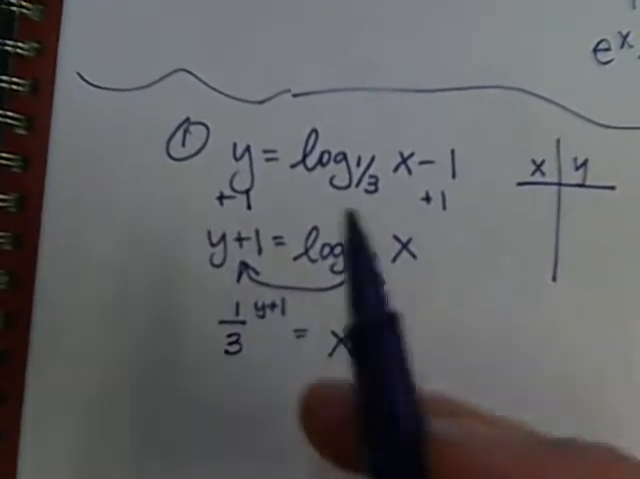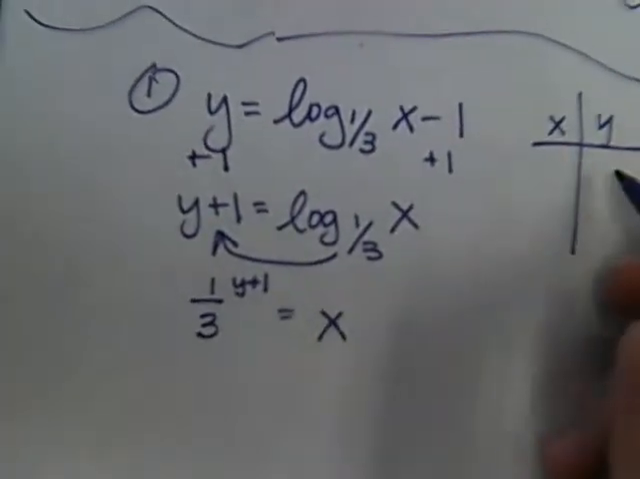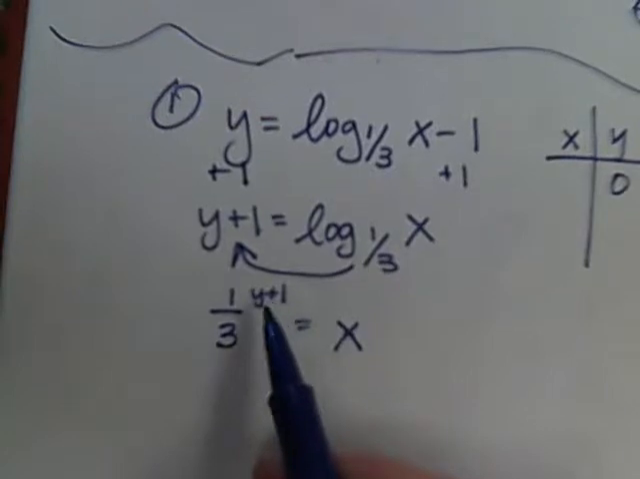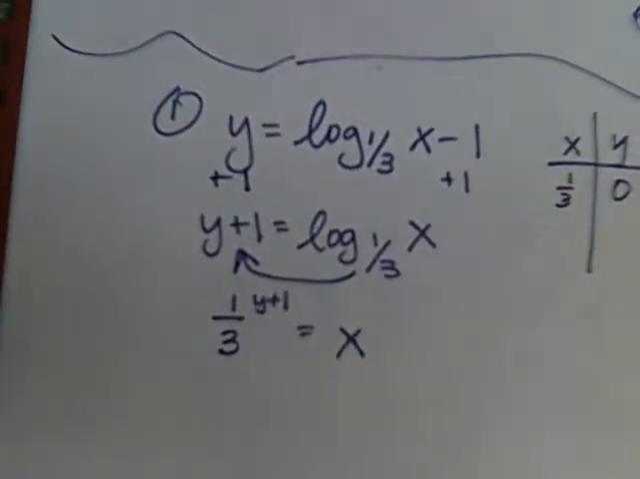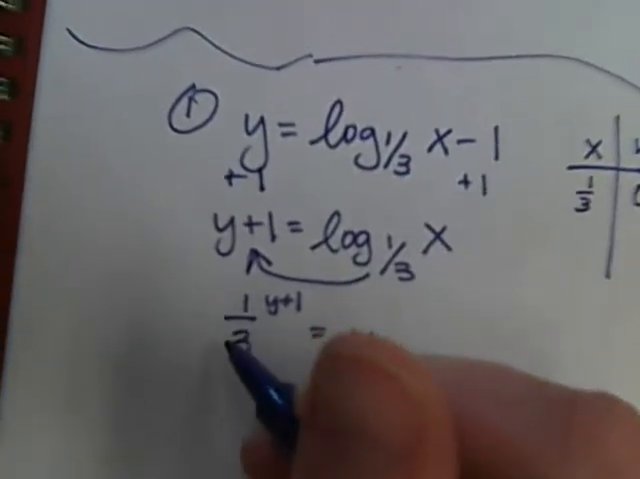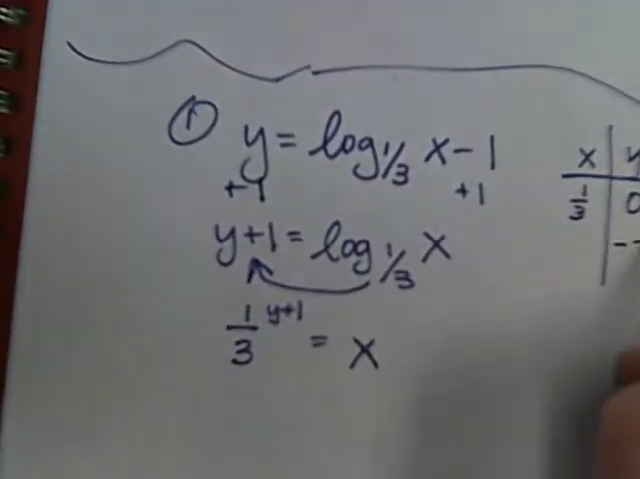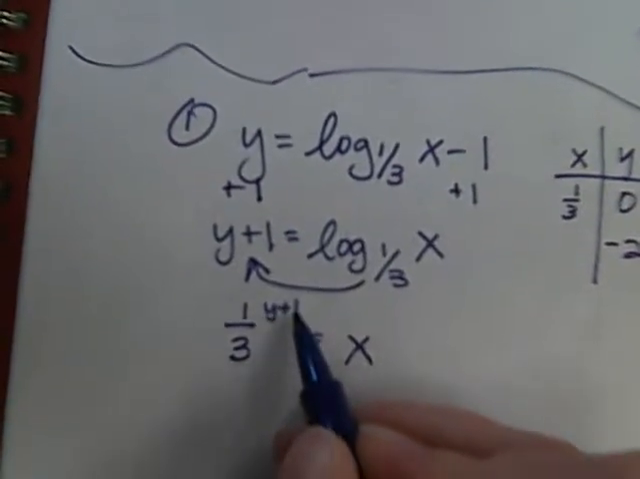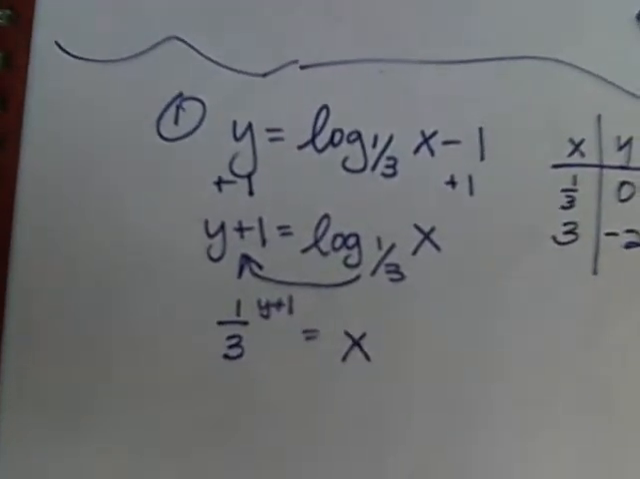So I'm going to put in some things that maybe work well with this 1/3. So 0 would be an easy piece. If I put 0, 0 plus 1 would be 1, and 1/3 to the 1 power is 1/3. Maybe I want to get rid of that fraction. Well, that would mean I could put a negative in here. So maybe if I put -2 in, -2 plus 1 would be -1. That would flip this fraction and make it 3.